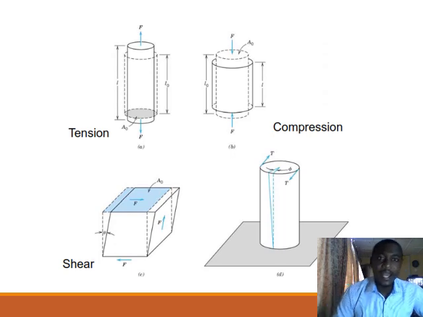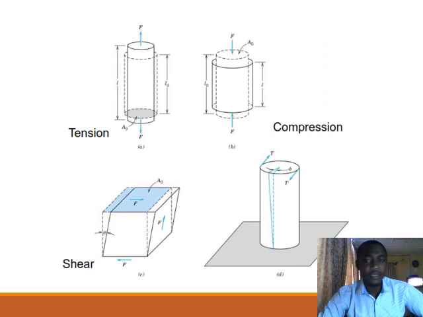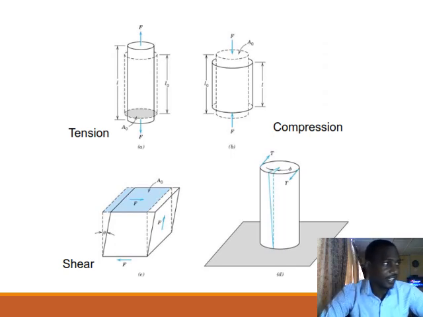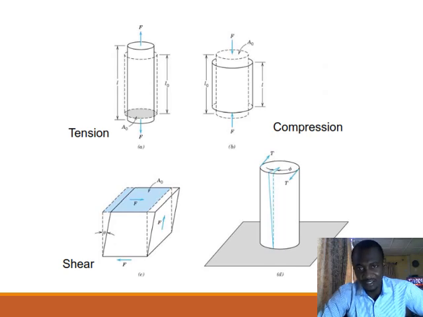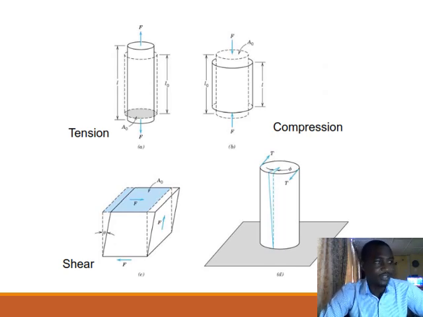So when you apply load to a material, looking at this slide, you will see four different figures, and what they are trying to do is illustrate how load can produce deformation, depending on the type of loading that you are subjecting the material to. So basically, you can load in tension, you can load in compression, you can load in shear, and you can load in torsion.